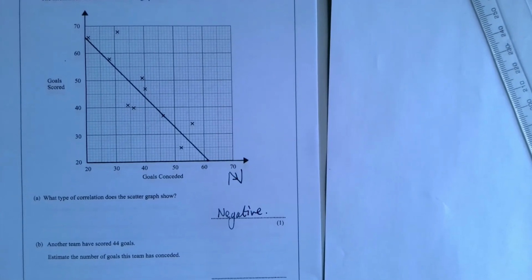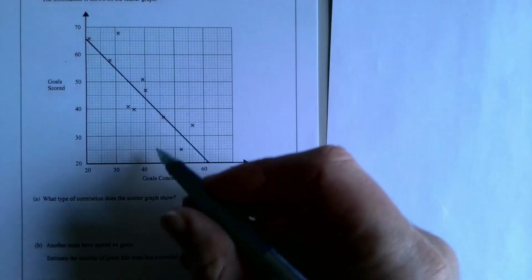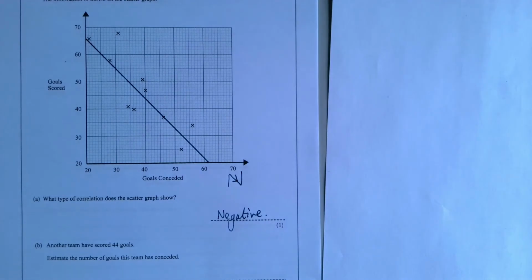The second part of this question says another team have scored 44 goals. Estimate the number of goals this team has conceded. If you've got this worksheet, pause the video now, get a ruler, or if you haven't got a ruler, at least follow straight up the lines and see what you can do.